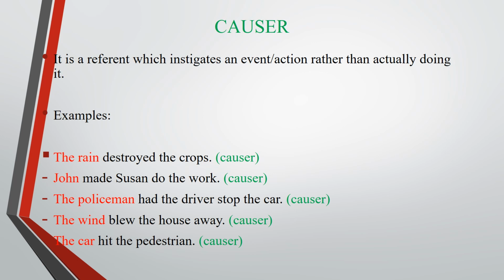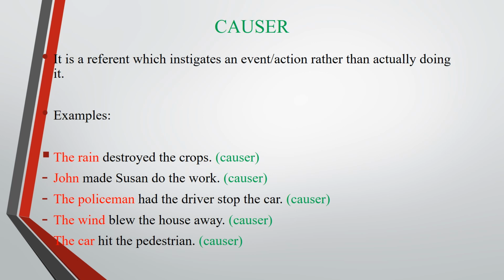Causer is another semantic role played by the participants or the arguments in a sentence. A causer is a referent which instigates an event or an action rather than actually doing it, which means that the causer does not carry out the action by itself. It is caused by another entity to carry out the action. For example, the rain destroyed the crops. Here the rain is a causer. It is not an agent because someone caused the rain to destroy the crops.